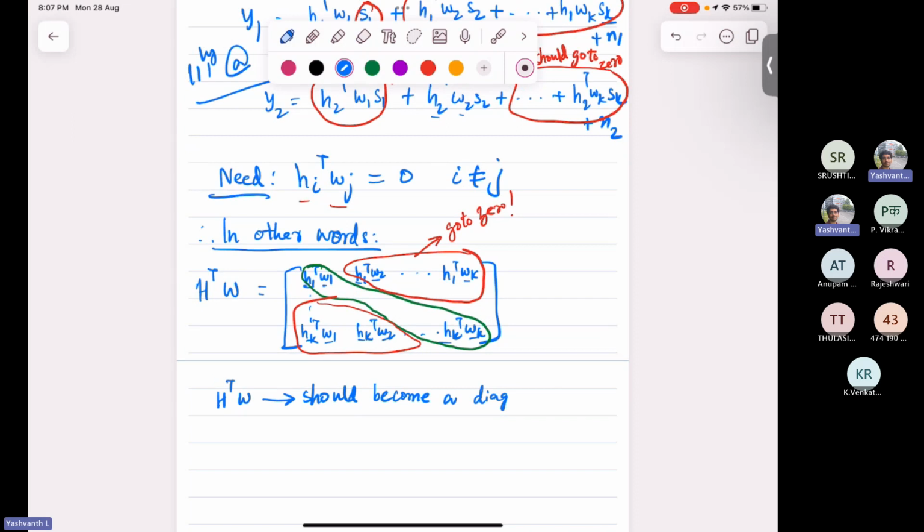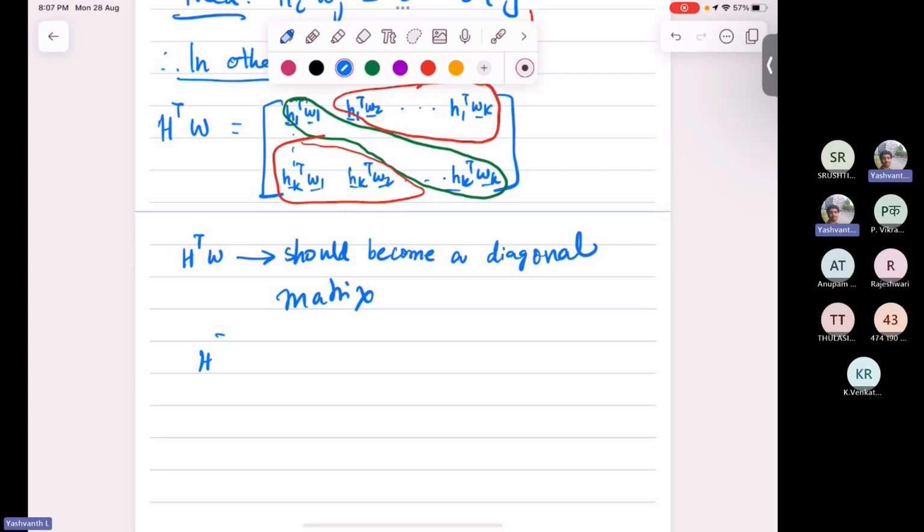That is the implication. Or it's better that H transpose W becomes identity. Or in other words, what is W? Can anyone tell me what W is now? Inverse of H transpose. But does the H transpose inverse exist?